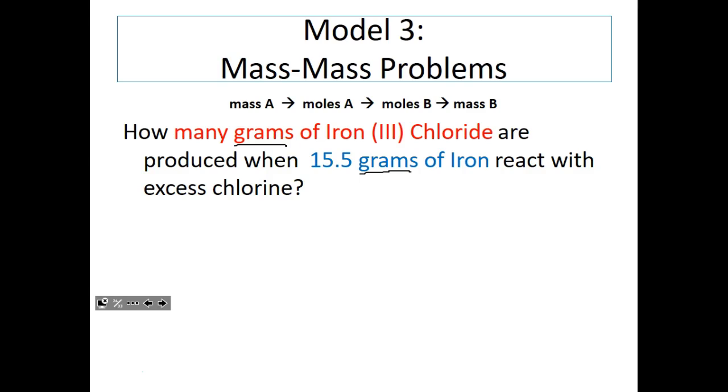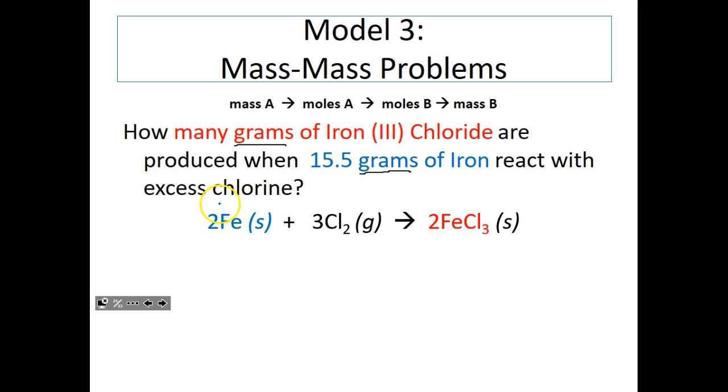The first thing you need for any stoichiometry problem is a balanced equation. So our balanced equation for this reaction is as follows. Okay, for every 2 moles of iron that react with 3 moles of chlorine, we can produce 2 moles of iron 3 chloride. Okay, and we're going to use this balanced equation to convert between iron and iron 3 chloride.